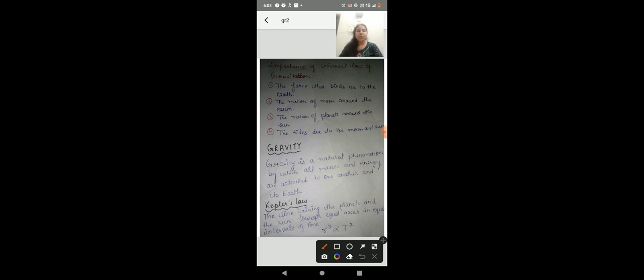Let me explain to you the law given by the scientist Kepler. Kepler has given a law: the line joining the planet and the sun sweeps equal areas in equal intervals of time. Suppose this is a planet and this is the sun. The line sweeps equal areas in equal intervals of time. So r cube is directly proportional to t square. Hope you understand. Move to the next subtopic.